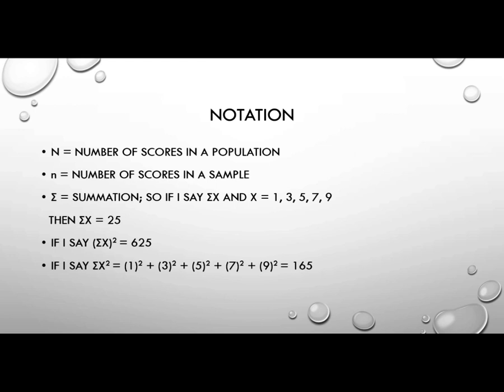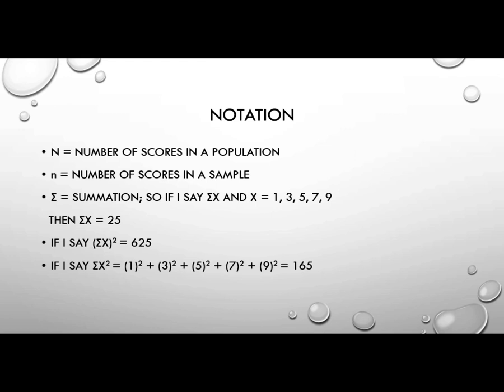Okay, let's talk a little bit about some notation. Capital N is the number of scores in a population. Little n, lowercase n, is the number of scores in a sample. Sometimes I will use those interchangeably, and I apologize for that. In research journals, you will often see the sample size as capital N. It's just something that is done, and so I try to keep it consistent, but you may see in these slides where I've not been. But just know that N means the number of scores or the number of people in your sample that you're talking about.